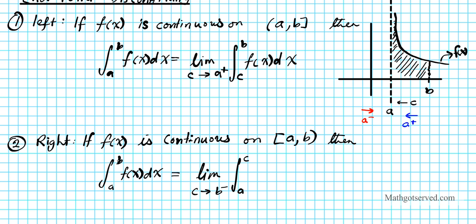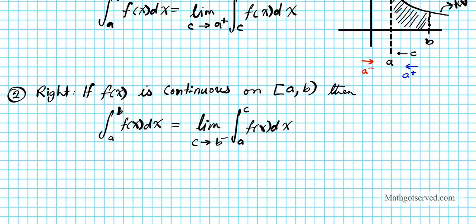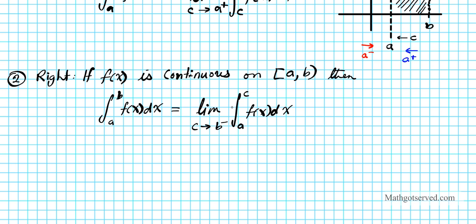So we just replace b with c, and we take the limit as c gets really close to b, because we can never actually get to b, of the function f of x dx. Okay? So let's give ourselves a visual as to what on earth this means.